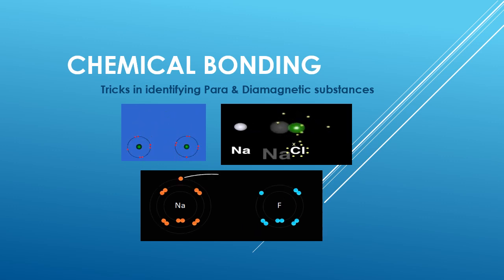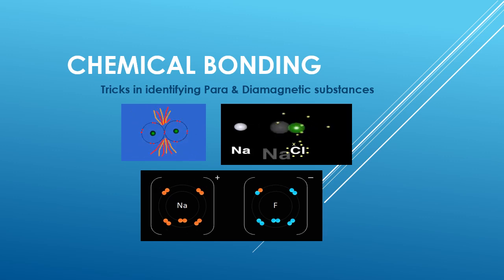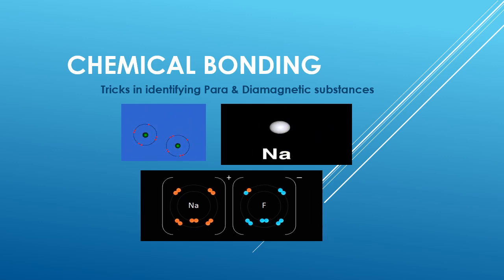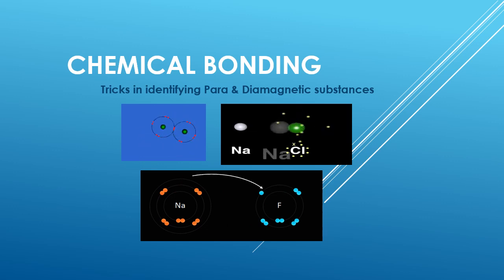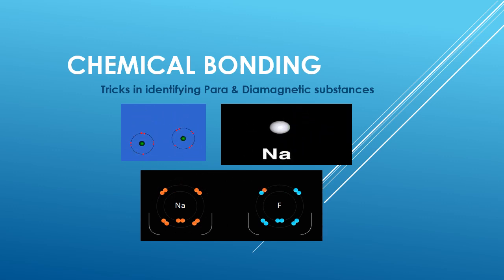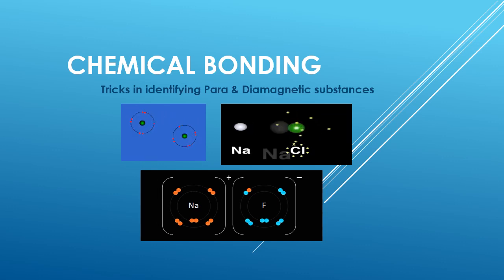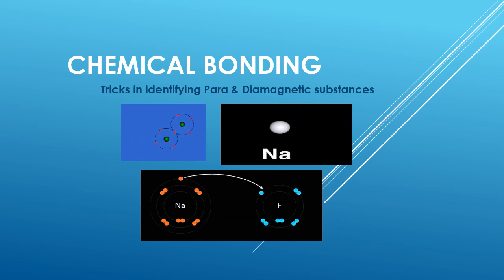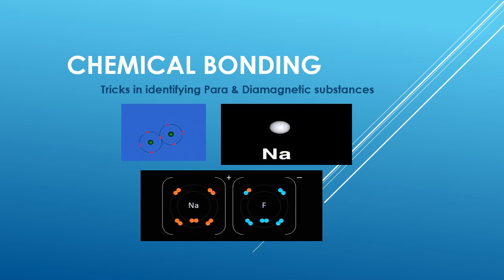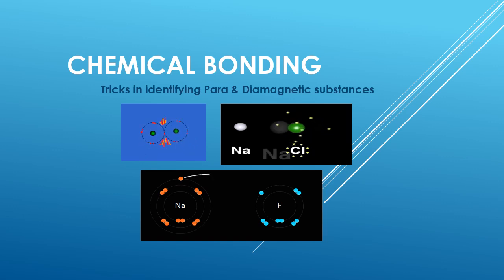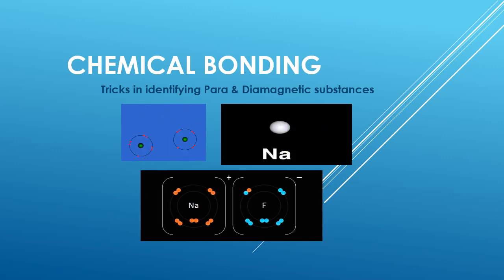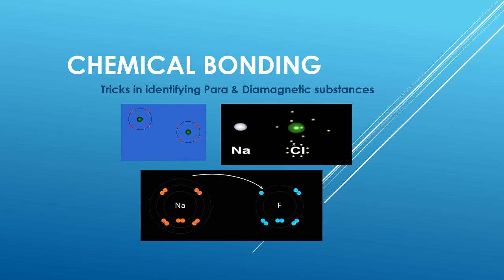In the entrance examinations, maybe in your CET, JEE as well as in the NEET examinations, you may be asked to identify the para and diamagnetic substances within a short interval of time. Actually, this concept comes under molecular orbital theory. But going through that molecular orbital diagram is a little bit time consuming. So in order to avoid that problem, I'll tell you an amazing trick so that one can identify the para as well as the diamagnetic substances easily.